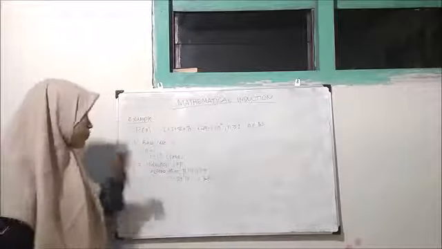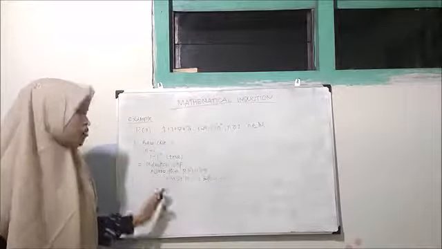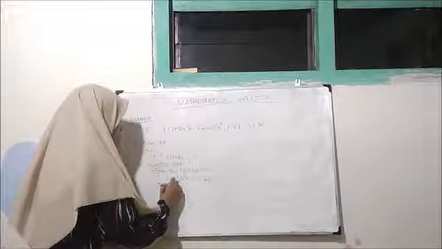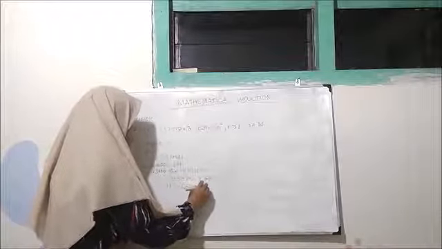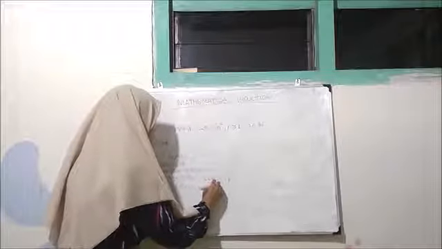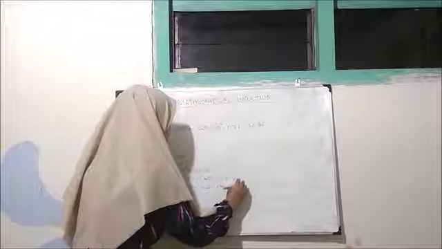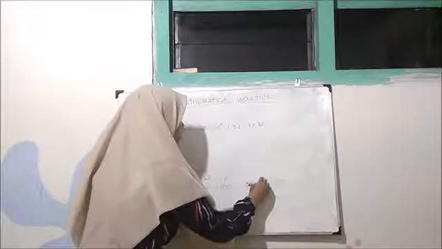So it is true. Then we add both sides by 2 times k plus 1 minus 1. 1 plus 3 plus 5 plus 7 and so on until 2k minus 1 plus 2k plus 1 minus 1 is equal to k squared plus 2 times k plus 1 minus 1.